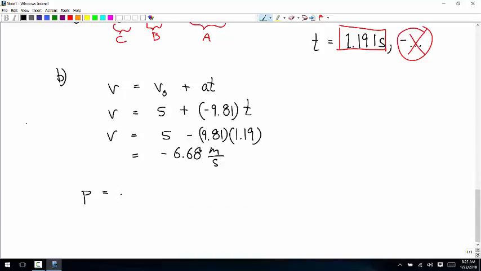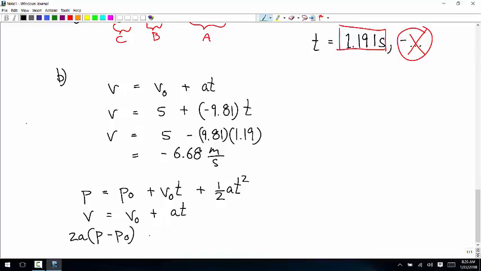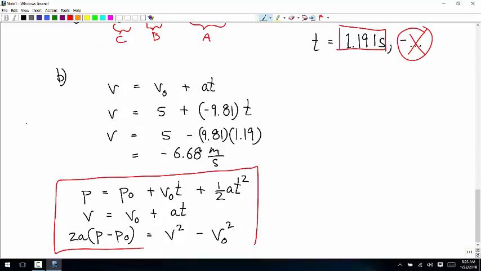You can't use these otherwise. These equations are only valid for constant acceleration.